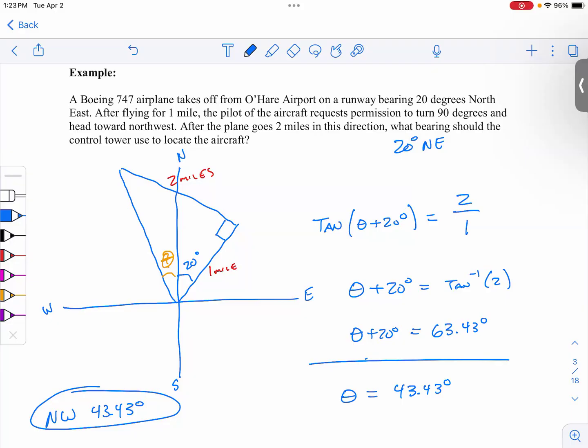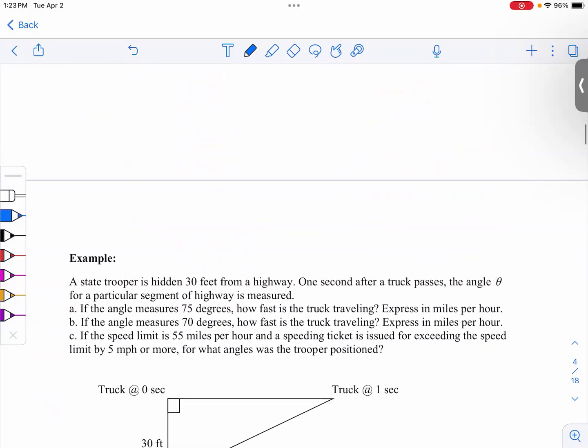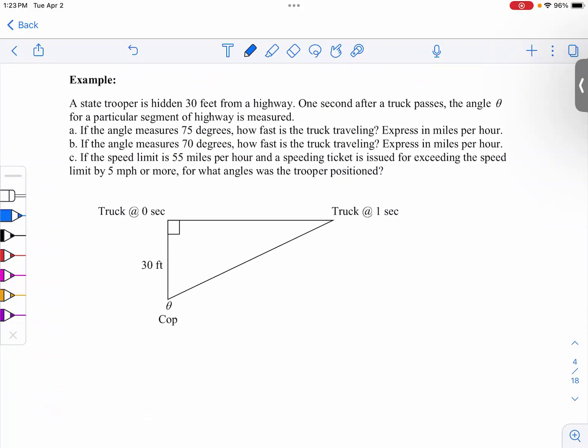So the biggest thing, and it's been true for as long as we've been doing it, is that trig is all about make that picture. Make that picture, make that picture, make that picture. Sometimes the picture is already given to us, so this is nice. A state trooper is 30 feet away off a highway. 1 second after a truck passes, the angle for a particular segment of highway is measured. If the angle measures 75 degrees, how fast is the truck traveling? And as always, express in miles per hour when we're dealing with vehicles or planes or anything that moves faster than a bicycle.